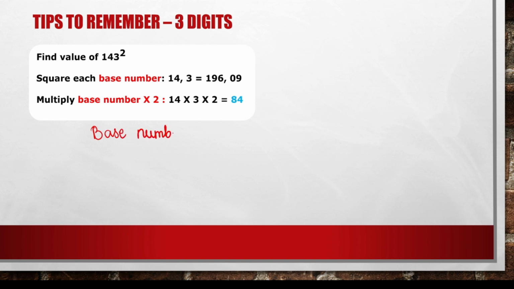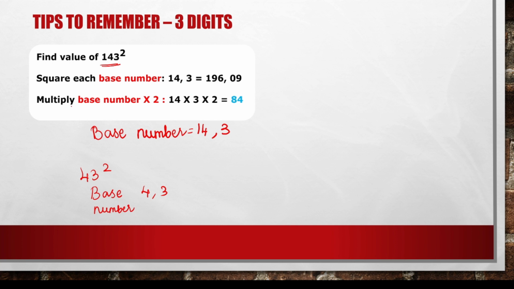Friends, if you have watched my previous video, I've already explained how to find the base number for a two-digit number. For example, let's consider a question: find the value of 43 square. For this, the base numbers would have been 4, 3, right? But it is not the same case when it comes to a three-digit number. So for a three-digit number, we have to write the last digit as a separate number and the remaining two as a separate number. Right, friends? So the base numbers for our given question would be 14, 3.